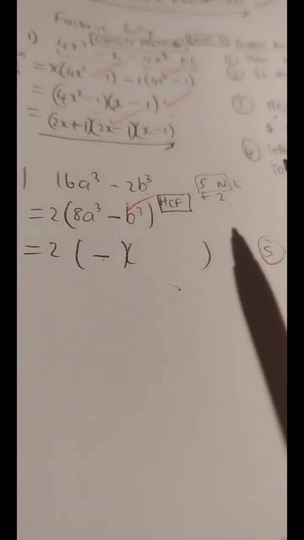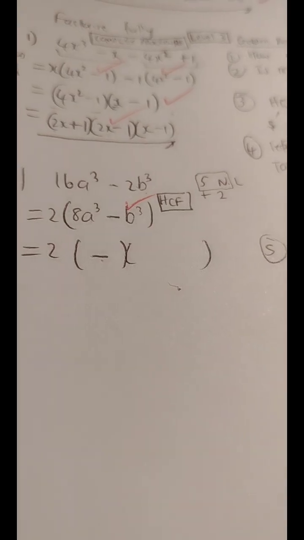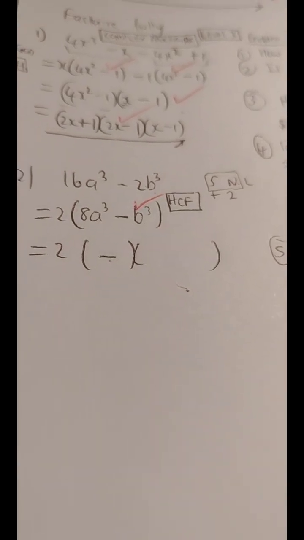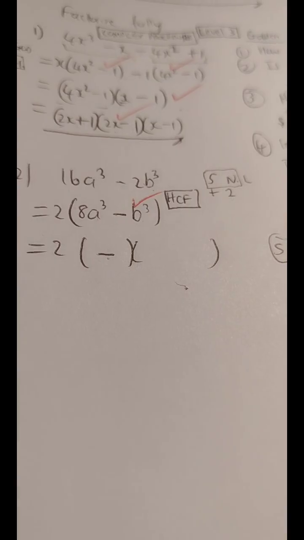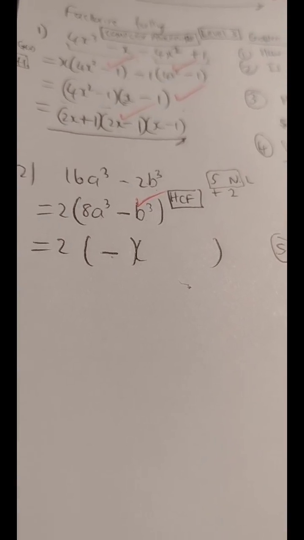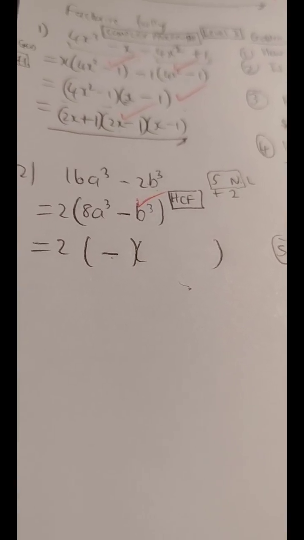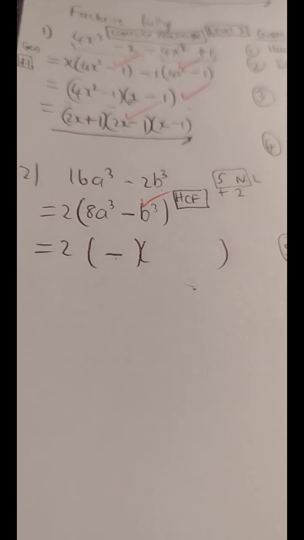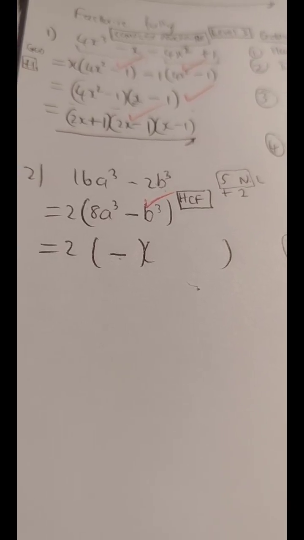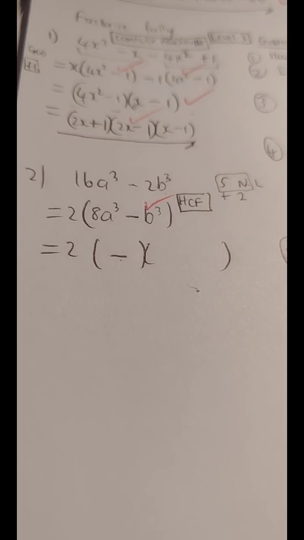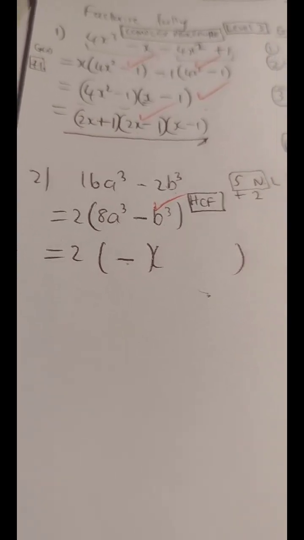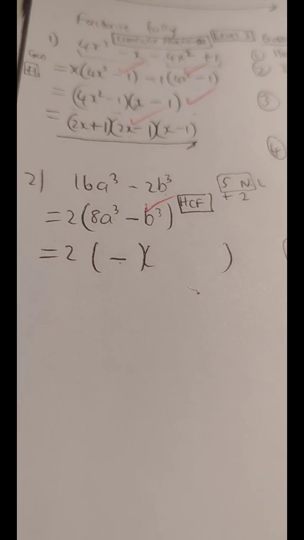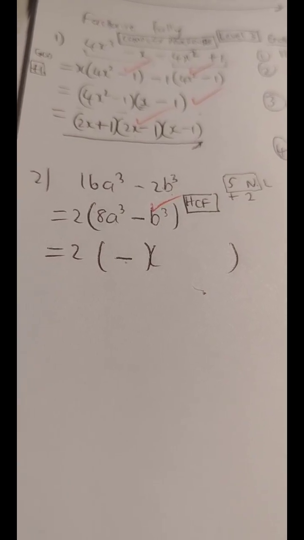1 times 1 times 1 is 1. 1 is a perfect cube. 2 times 2 times 2 is 8. 8 is a perfect cube. 3 times 3 times 3 is 27. 27 is a perfect cube. All right. So I hope you guys get a feel of what we mean by perfect cube. 4 times 4 times 4 is 64. So 64 is a perfect cube. All right. 5 times 5 times 5 is 125. 125 is a perfect cube. So for numbers, those are the perfect cubes we are talking about.